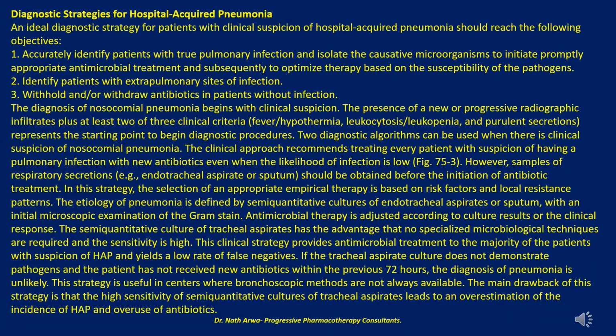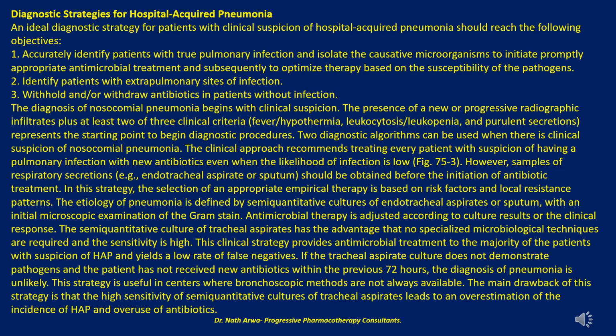We will now progress to diagnostic strategies for hospital-acquired pneumonia. An ideal diagnostic strategy for patients with clinical suspicion of hospital-acquired pneumonia should reach the following objectives. 1. Accurately identify patients with true pulmonary infection and isolate the causative microorganisms to initiate promptly appropriate antimicrobial treatment and subsequently to optimize therapy based on the susceptibility of the pathogens. 2. Identify patients with extrapulmonary sites of infection. 3. Withhold and/or withdraw antibiotics in patients without infection.